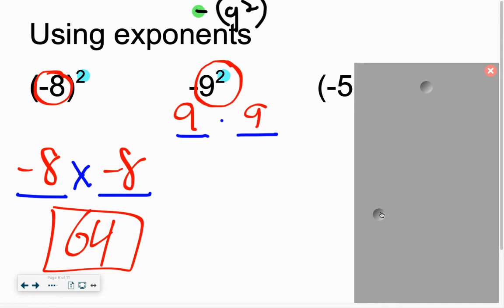So what is 9 squared? Back down here, what is 9 times 9? 9 times 9 is 81. What is the opposite of 81? What is the opposite of a positive 81? A negative 81.